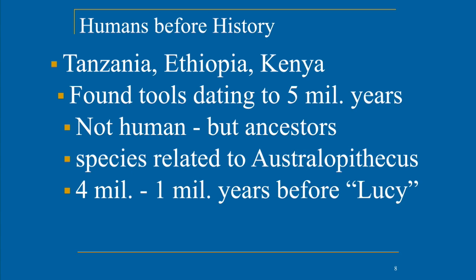Now, we wouldn't really call these very complex tools. They were basically just really sharp rocks or really rounded stones. And remember, these aren't humans, but they are ancestors to humans. And the species of these people that we found are related to what is known as Australopithecus. This happened sometime between 4 million years ago and 1 million years before what we would call Lucy. And I'm going to show you a picture of Lucy in a little bit.